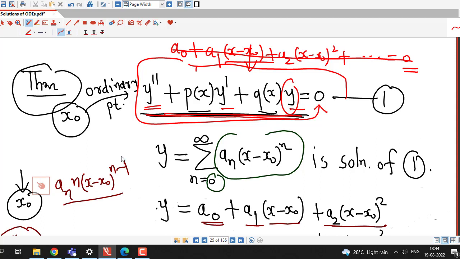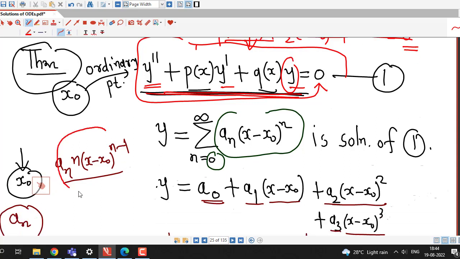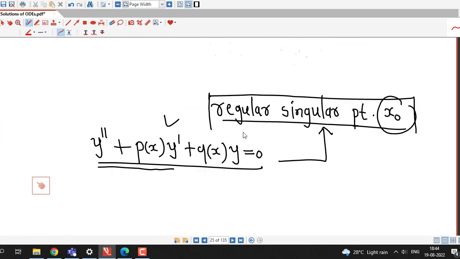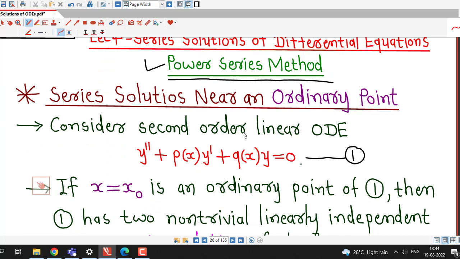And once we decide these coefficients, we will put their values in this solution which we have assumed from the very first step, and we will be able to decide the power series solution. So this is the idea of the power series method. I have written all these things here.